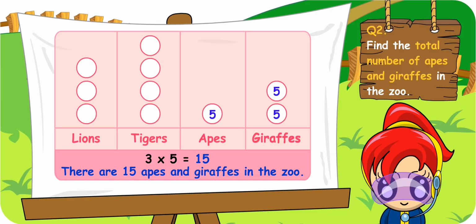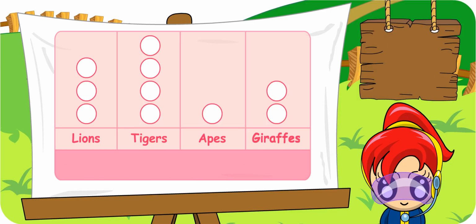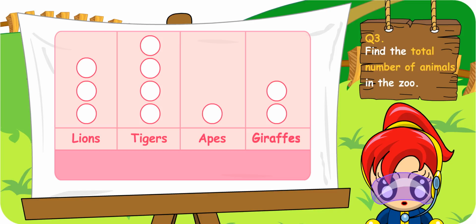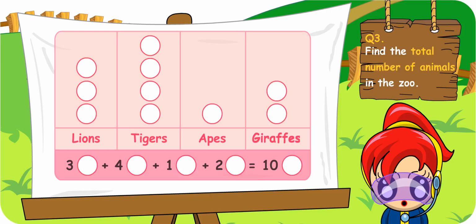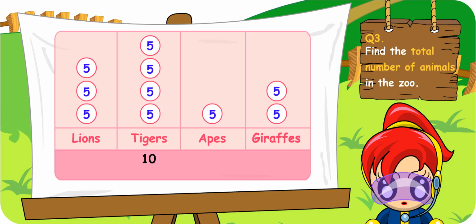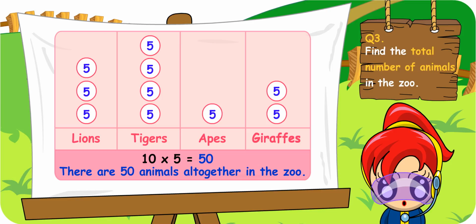So far so good. Last question for you. Find the total number of animals in the zoo. I add up all the circles on the graph. 3 plus 4 plus 1 plus 2 equals 10. There are 10 circles altogether. Finally, I multiply 10 by 5 to get 50. There are 50 animals altogether in the zoo.